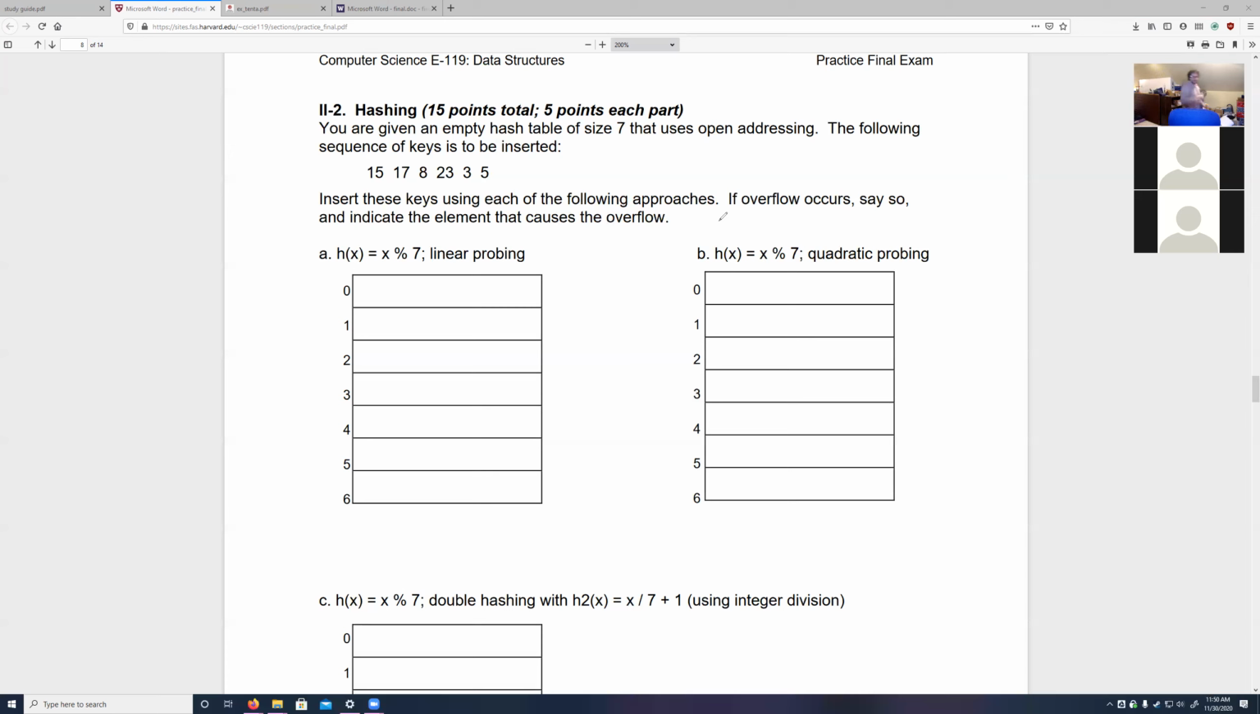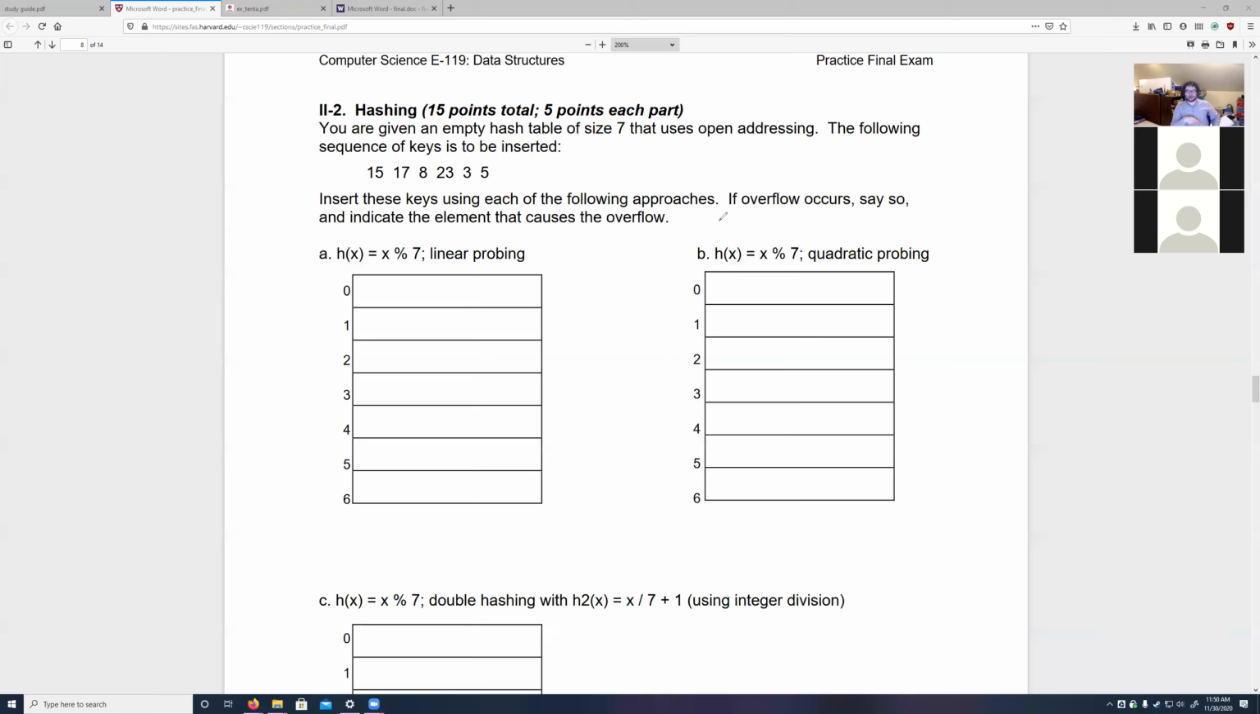So like I said, this one is definitely on the final exam. I know because I wrote it, or something like this is on the final exam. So here, open addressing is the idea of, if there's a conflict between where you're going to put your keys, use the next available space. And linear probing versus quadratic probing is our definition of what is the next available space.